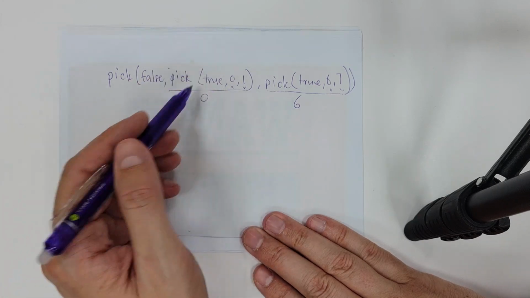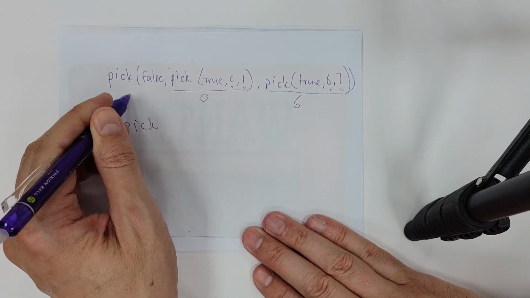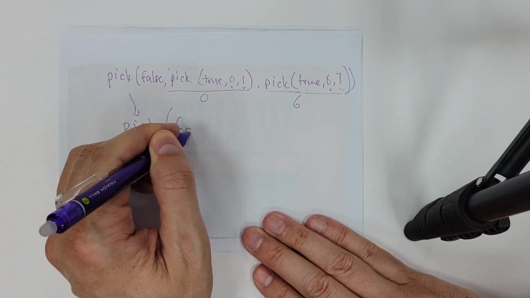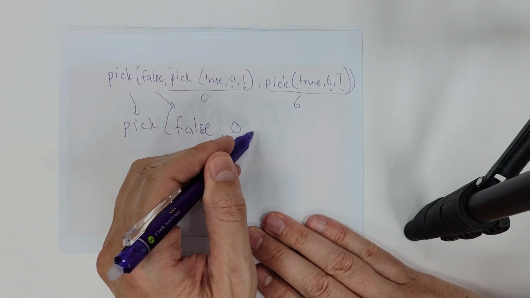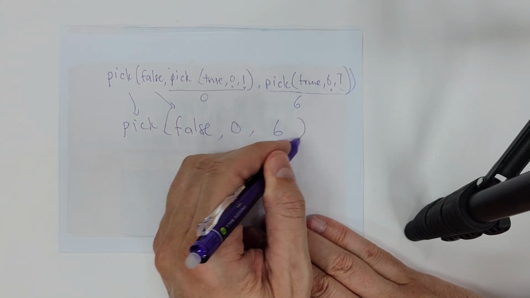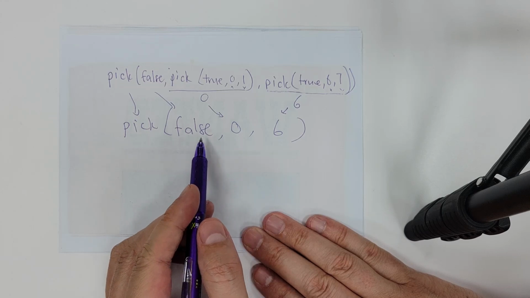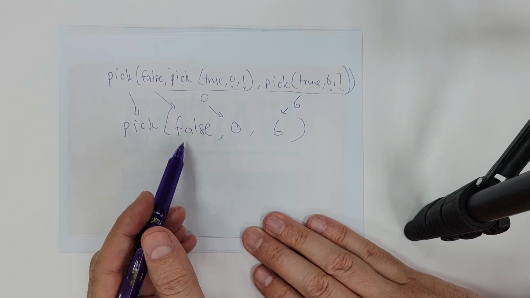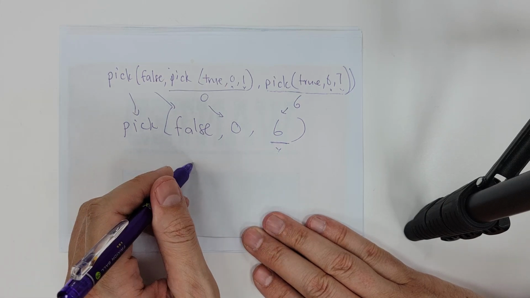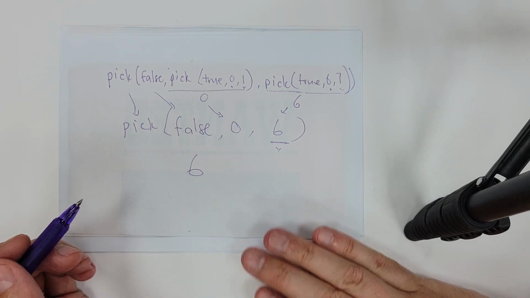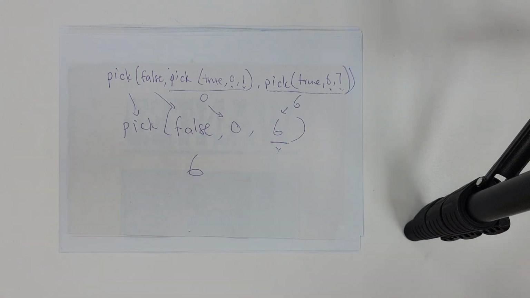Finally, let's simplify, write this again. I mean, substitution. So basically we end up with pick, right? False. And this becomes 0 and 6. Right, that comes there. This result comes there. Now, when pick is false, it returns the Y value, right? Which is 6 in this case. So, final result, 6. That would be D.